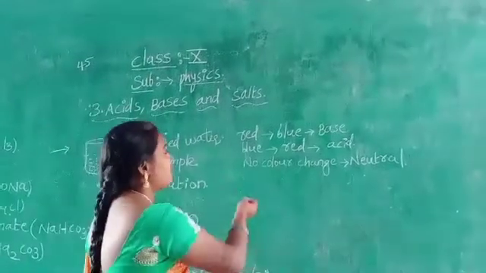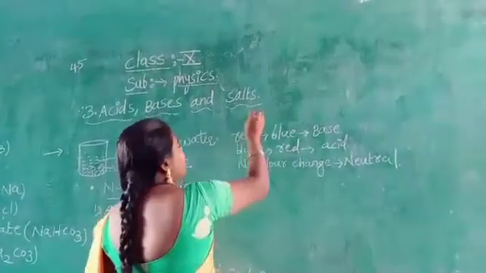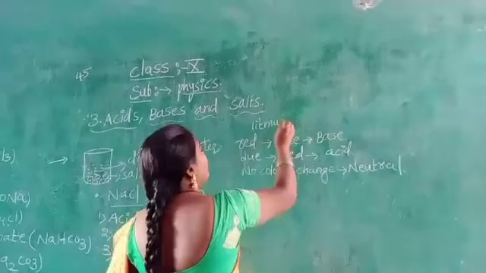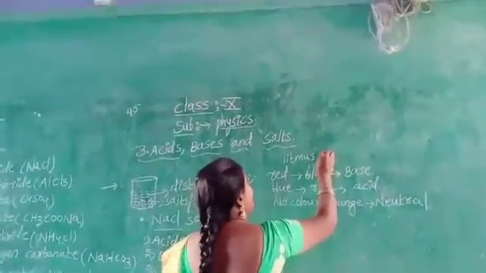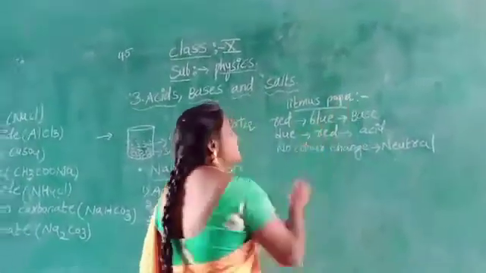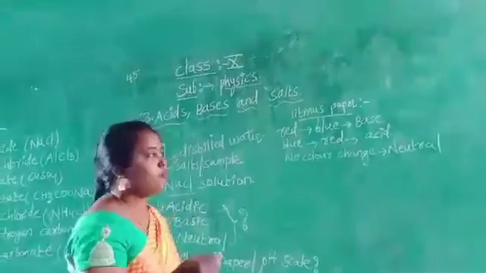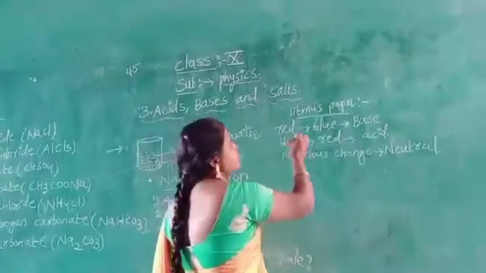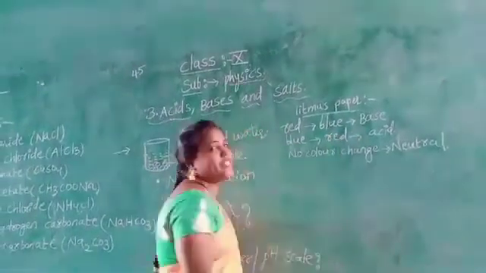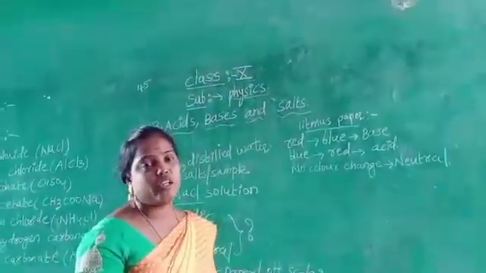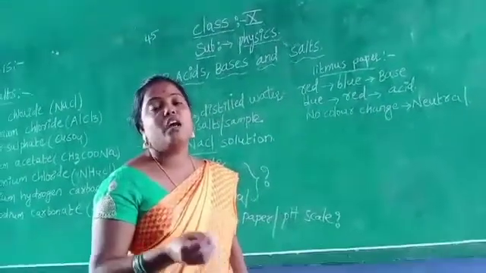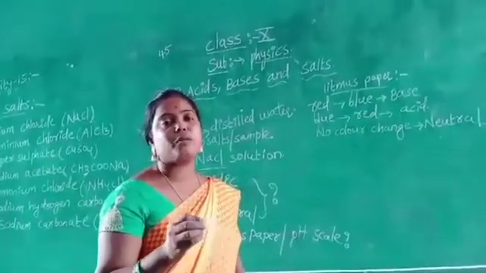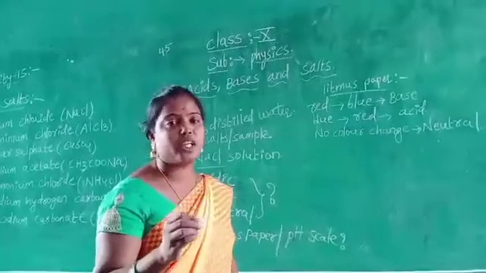Already sir told you, but once again I am repeating, children, for yourself. In litmus paper, how will you observe whether it is an acid, a base or a neutral solution? Very simple. You take a red litmus paper. If it turns blue in color, the solution is a basic solution. Already I told you, basic means what? OH minus ions are present more in the solution.